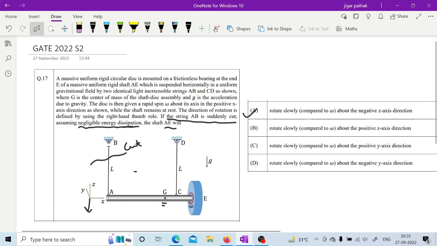Sir, I did not understand this one. See, as you have the center of gravity here, if you cut this, it will try to go down. So this is how you have the rotation about the negative Z direction. If the center of gravity had been on the other side, then it would have gone in the upward direction. So this is how the option about the negative Z direction is given.